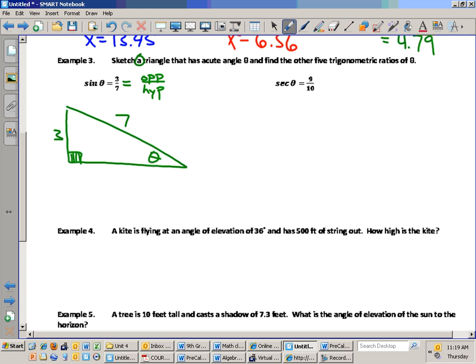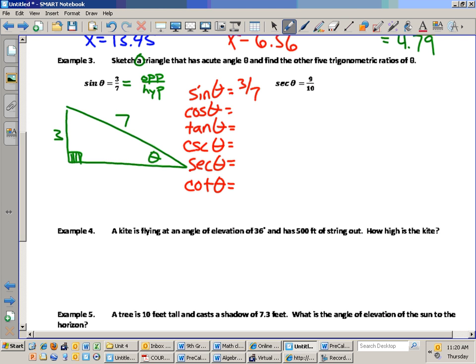In order to write all the trig ratios, such as sine of theta, cosine of theta, tangent of theta, cosecant of theta, secant of theta, and cotangent of theta, we know that sine of theta is 3 over 7, and we know that cosecant is then what? 7 over 3. In order to do the rest, what do I have to find? The missing adjacent side, and so what do I use? Pythagorean theorem. So, namely, 3 squared, which is 9, plus x squared is equal to 49.